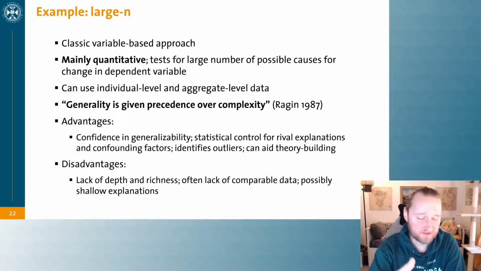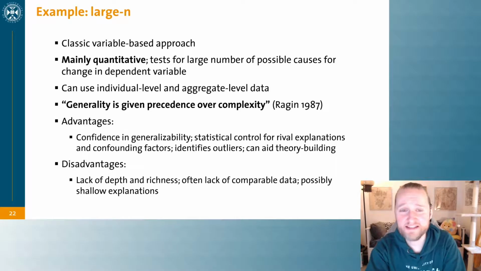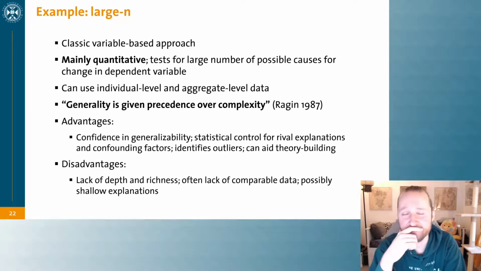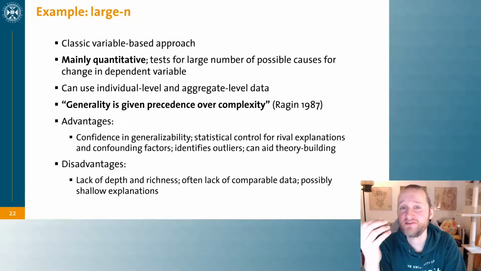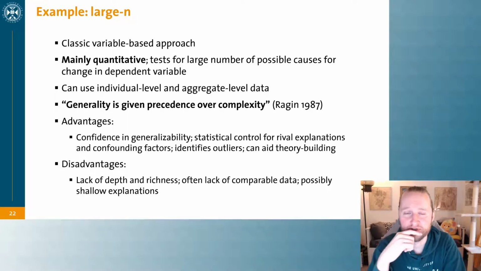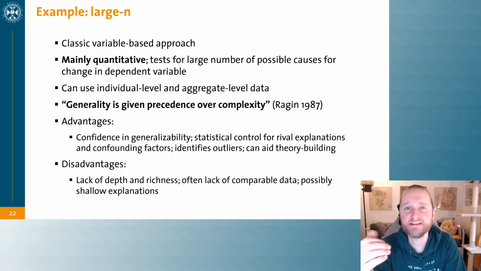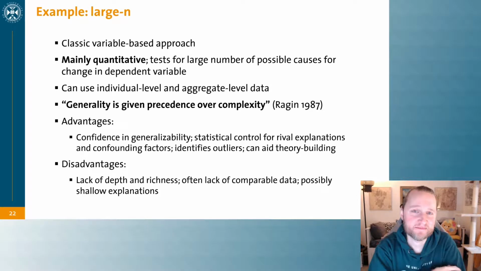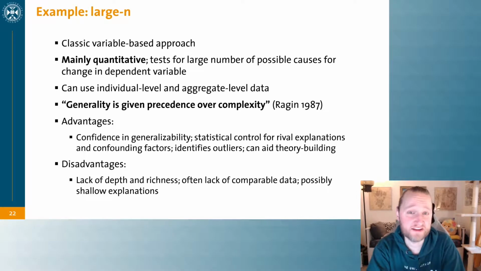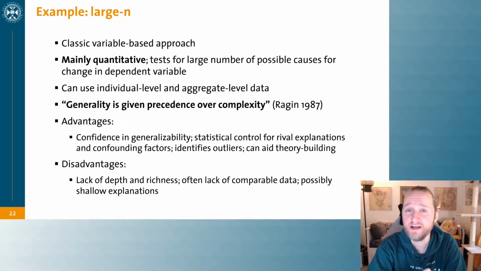Now, lastly, after talking about single case and small n case studies, let's come to the large n case studies. And this is the classic, what's also called a variable-based approach, because we care much less about the individual cases and we care much more about the variables that we can look at across a large number of cases. Normally, these studies are quantitative, so they use statistics and numbers, and we test for a large number of possible causes that might be correlated to our dependent variable.